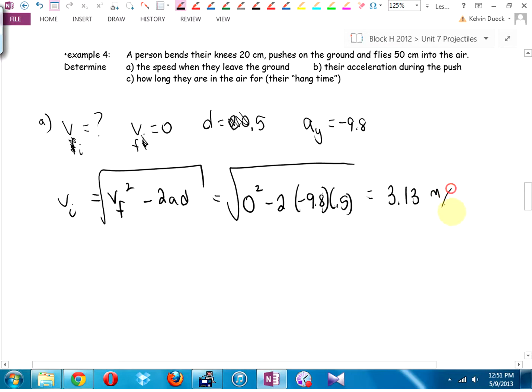So, if Enzo could get his 0.5, half a meter vertical, to do that, he would have to leave at 3.13 meters per second. If, yeah.